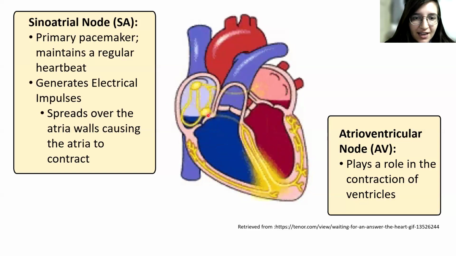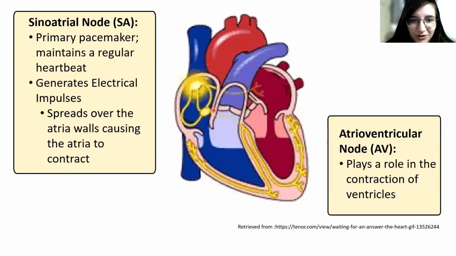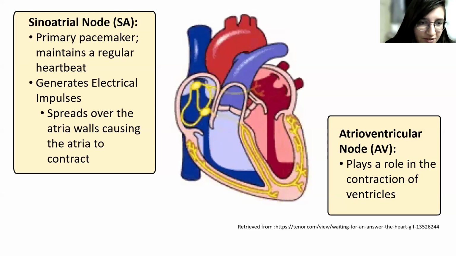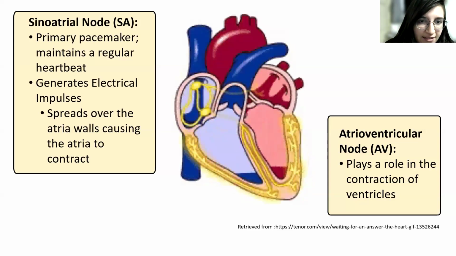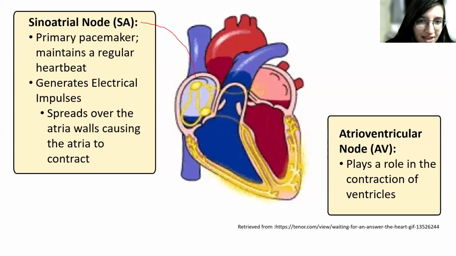And now look at the second one. See the second part here? This is the atrioventricular node, AV node. Okay, this one is the AV node. So let me just draw a line. This one is the SA node.